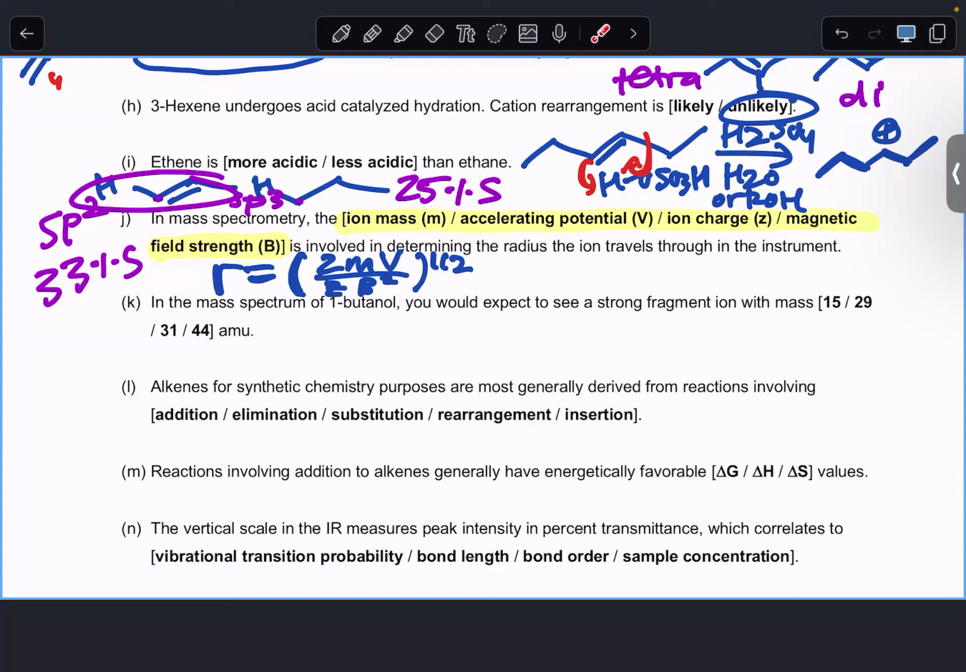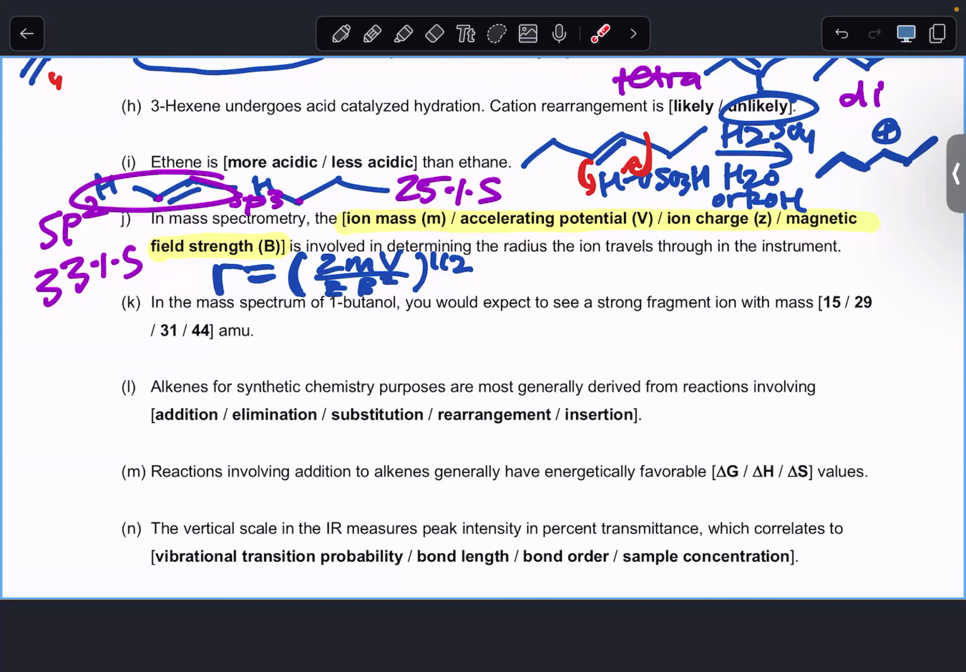So if we wanted to increase the radius, what factors in the equation would have to decrease to increase the radius? Yeah, the denominator. So the magnetic field strength or the charge, but the charge is usually 1, so we can more likely control the magnetic field strength. Okay.